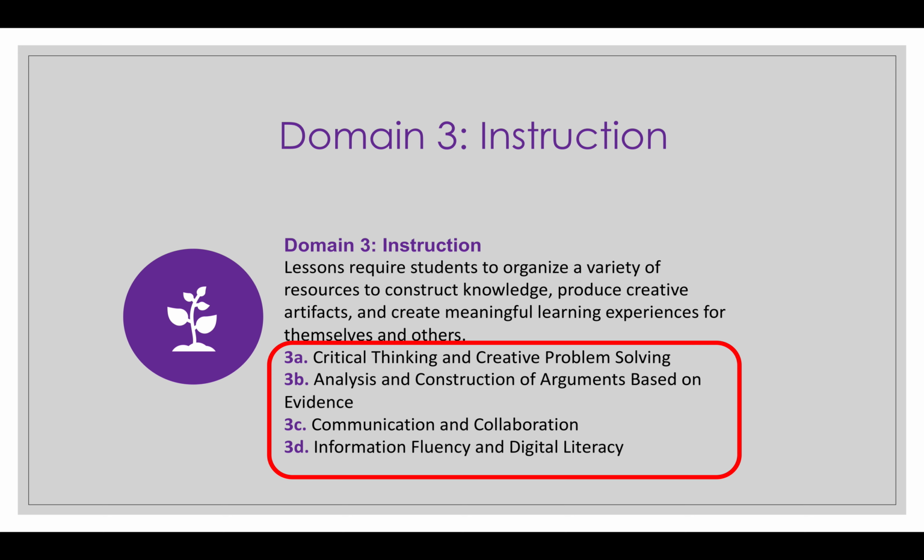That leads the teacher to consider where the concepts of communication and collaboration best support the learning target. The domain ends with information fluency and digital literacy, again showing how those concepts support the learning.